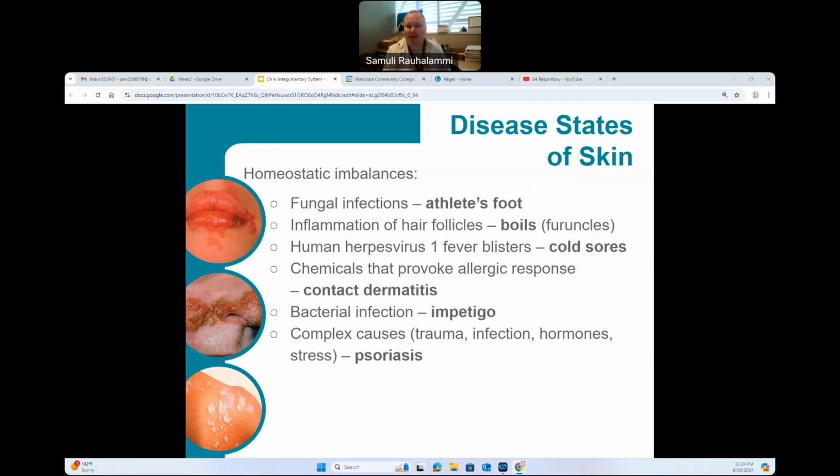And psoriasis, the last picture in this series at the bottom, is triggered by multiple factors that can act together or separately. These factors include, for example, trauma, infection, hormonal changes, and also stress. So really a multi-causal history, resulting in red epidermal lesions that are covered with dry, silvery scales that itch and burn and sometimes might even bleed.